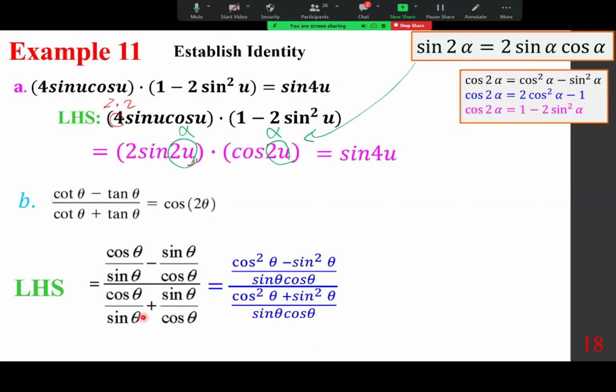I hope you recognize it. Because the denominators are identical in a complex fraction, you can drop them. So it becomes cosine squared minus sine squared over cosine squared plus sine squared. Now cosine squared plus sine squared can be replaced by 1. And so the answer is cosine squared minus sine squared. Cosine squared minus sine squared is cosine of the double angle, cosine of 2 theta, and that's the proof.